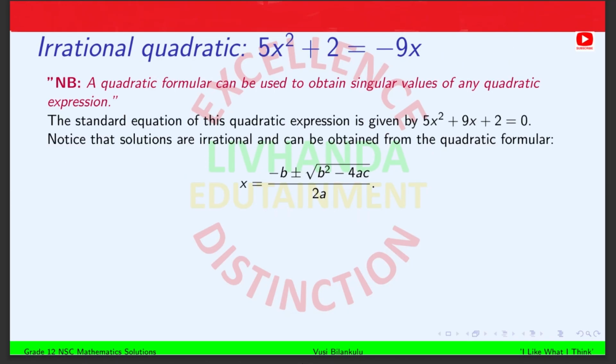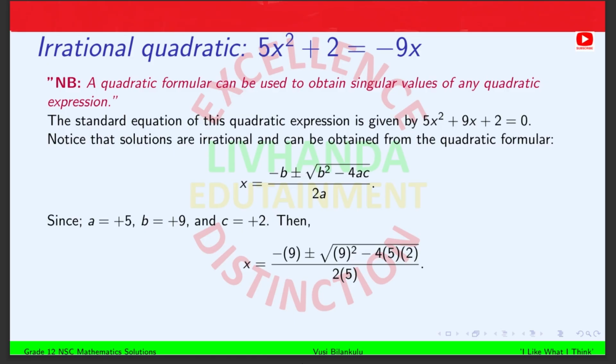Suppose a quadratic equation is given by 5x squared plus 2 equals negative 9x. To solve for x, first standardize the equation such that 5x squared plus 9x plus 2 equals 0. Notice that the roots of the equation are irrational and hence can be obtained using the quadratic formula. This formula can be found at the back of the question paper on the day of the exam.